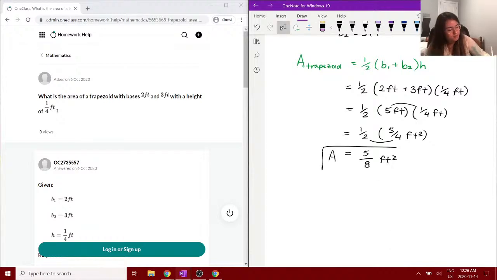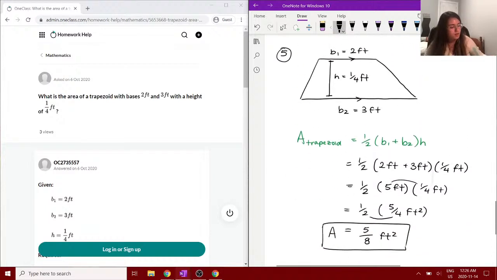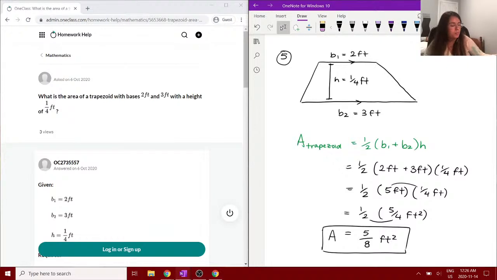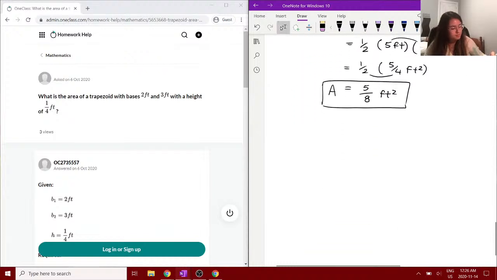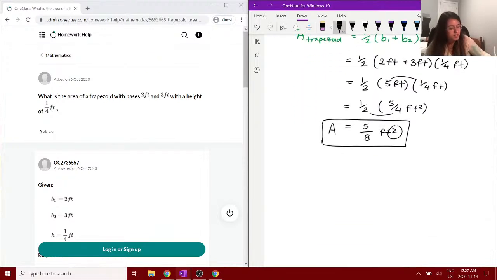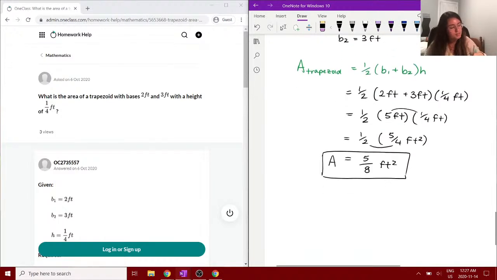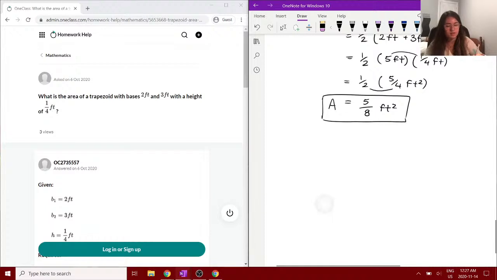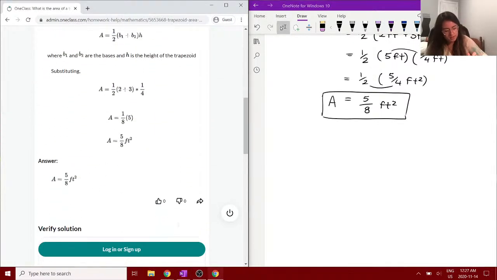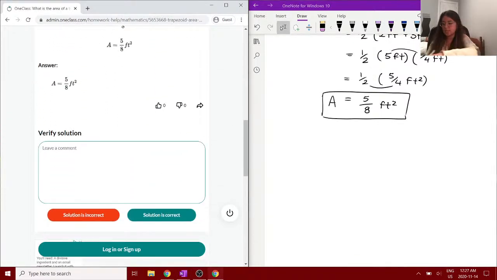So this is our final answer for the area of the trapezoid with a base of 2 feet, the second base of 3 feet, and the height of a quarter foot. And remember, it's feet squared for area, since the distance measurement is squared. All right, let's look at the solution. We have 5/8 feet squared. Not used to working in feet, I guess. So, correct solution.